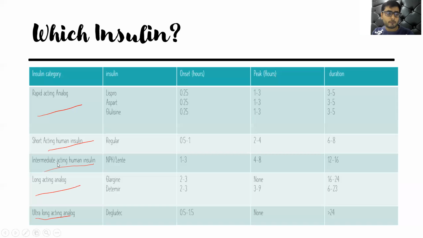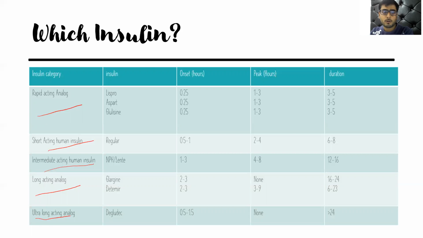From the name itself, rapid acting analog means it acts very rapidly, based on onset of action. Short acting human insulin starts acting a little bit late after the rapid acting. So as of now, we should know the names of the categories: rapid acting insulin analog, short acting human insulin, intermediate acting human insulin, long acting analog, and ultra long acting analog.